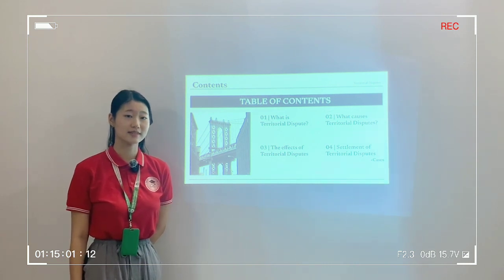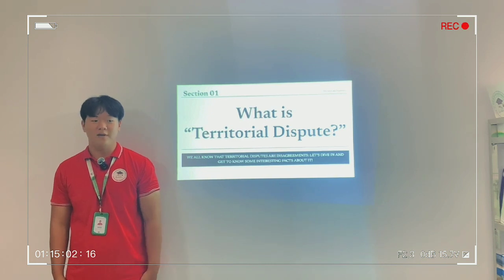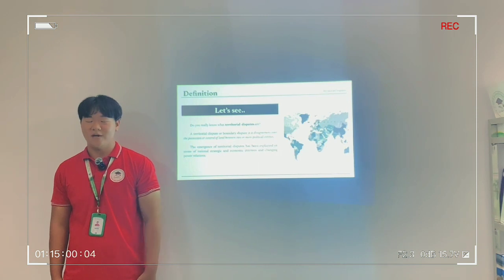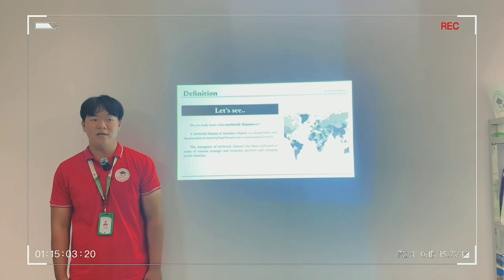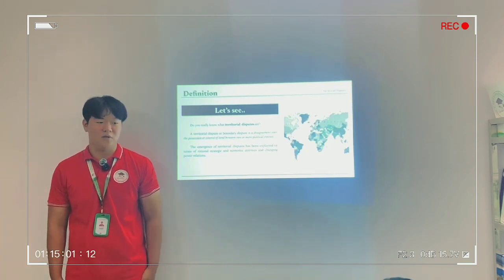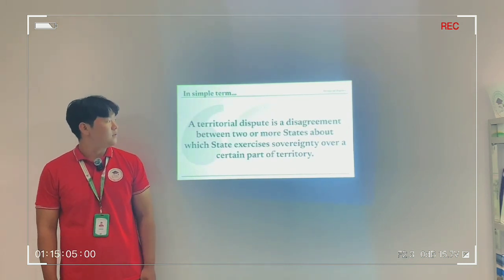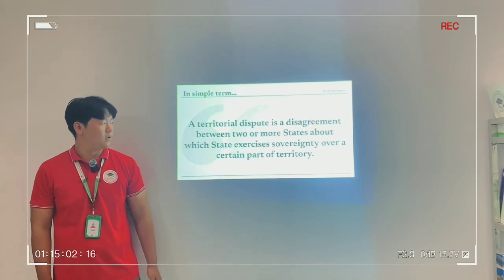some real-life cases. What is a territorial dispute? A territorial dispute is a disagreement about who controls a particular territory, driven by politics, welfare, and the state. We know a famous incident, also known as the Indo-Pakistani War, which happened in 1947 because both India and Pakistan claimed the former independent princely state of Jammu and Kashmir. So in simple terms, a territorial dispute is a disagreement between 2 or more states about which state exercises sovereignty over a certain part of territory.